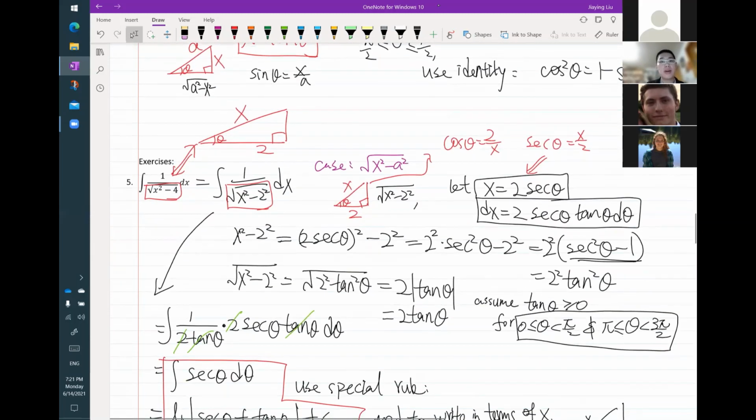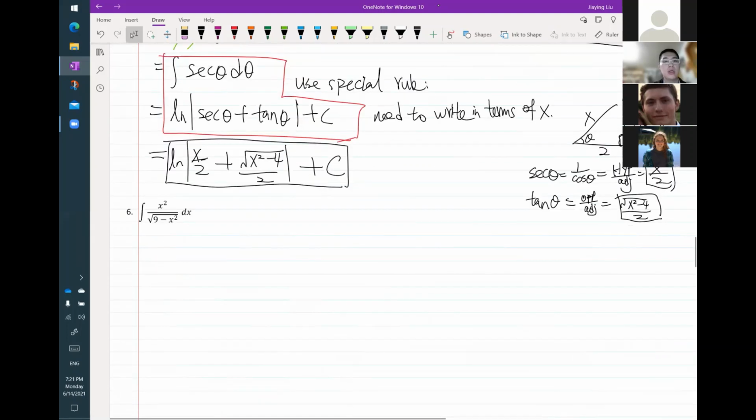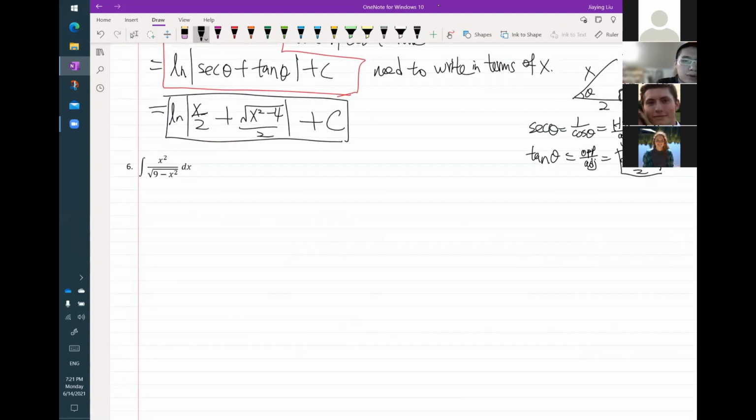All right, if you don't have any other questions, let me go through another example. Maybe that will be a little more helpful in terms of understanding the process. So the next example I have is x squared over square root of 9 minus x squared in the denominator, so I'm going to rewrite it as x squared over square root of 3 squared minus x squared dx. So this is a square root of a squared minus x squared case, a being 3 here.